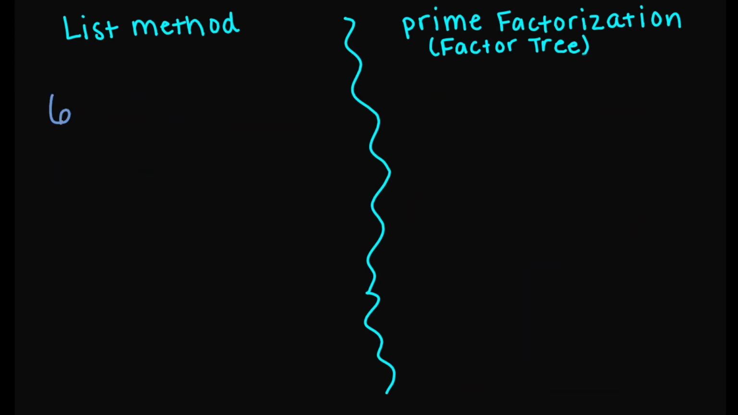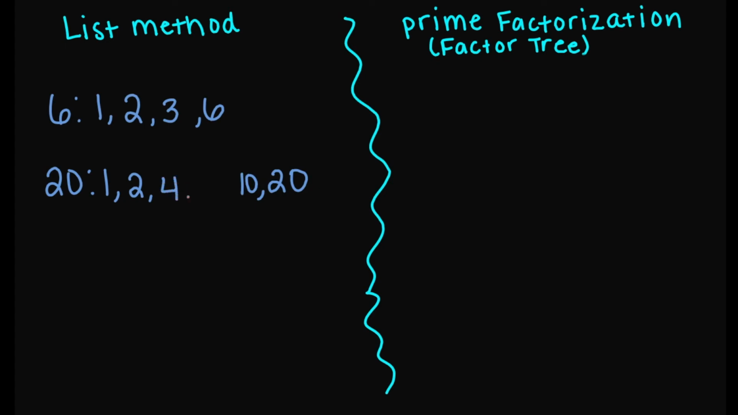So let's try the number 6 and 20. So the factors for 6, we have 1 and 6. 1 times 6 is going to give me 6. And then 2 times 3, that's also going to give me 6. For 20, we have 1 times 20. We have 2 times 10. And then we also have 4 times 5. The largest factor that both of these numbers share is going to be the number 2, right? So your GCF for 6 and 20 is going to be 2.